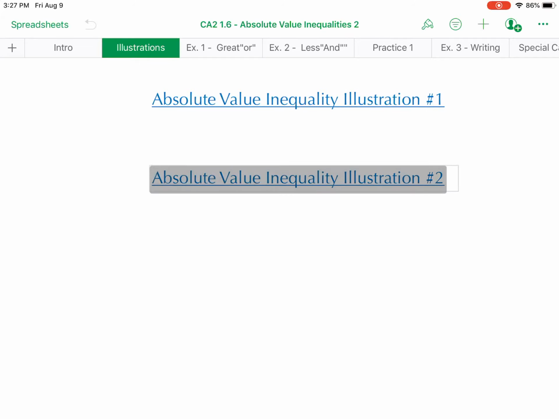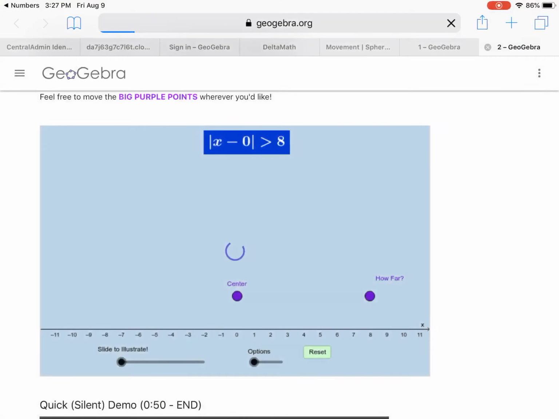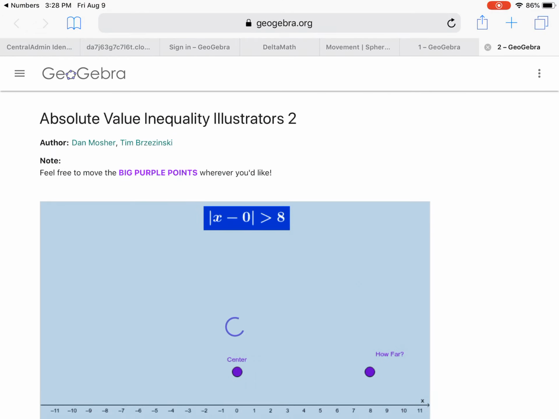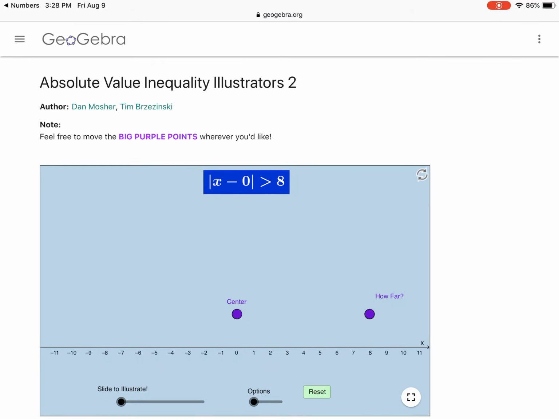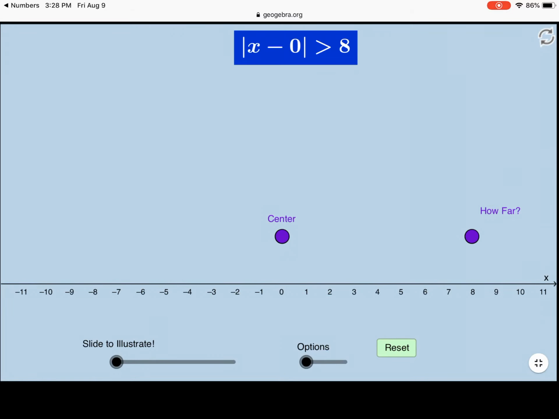Look at the next one. All right, looks like the same applet, but there is actually one minor change. It's the direction of the inequality. Now I have the absolute value of x is greater than 8. I'm looking for all numbers on the number line whose distance is greater than 8 units from 0.